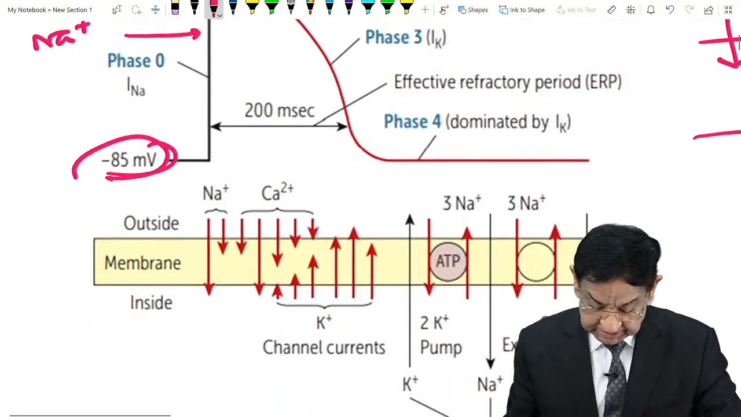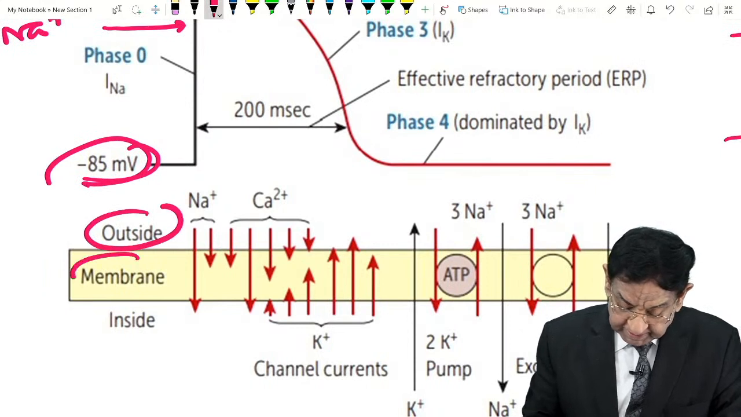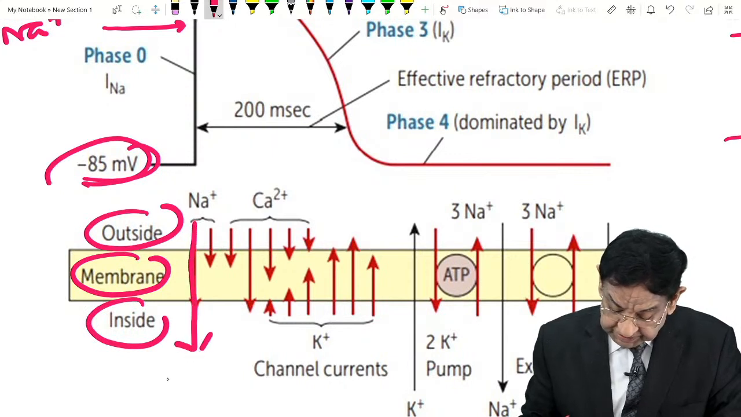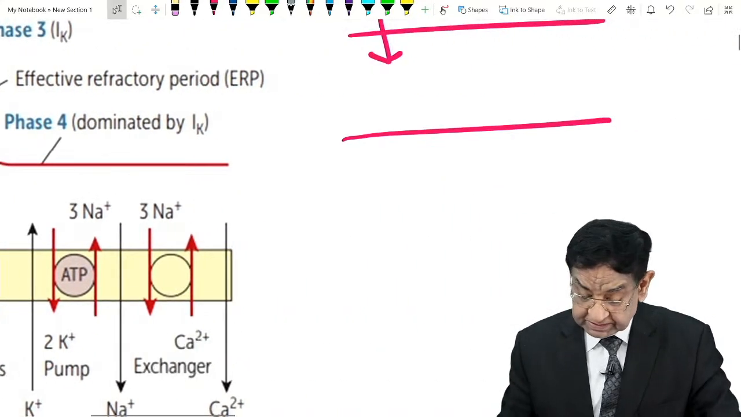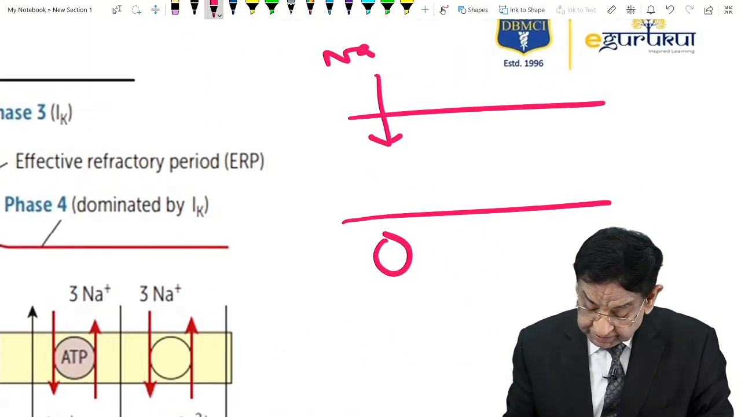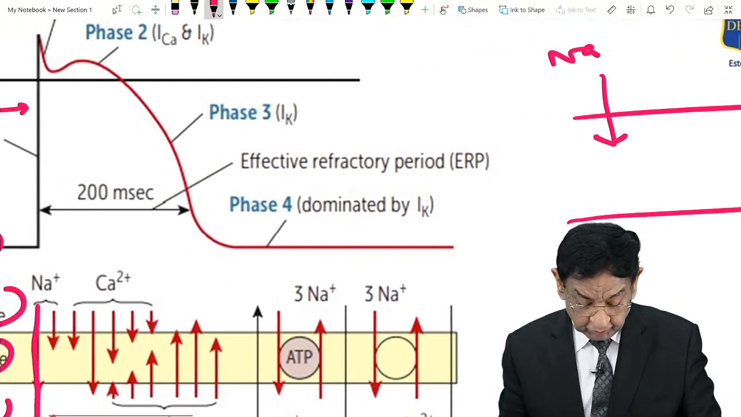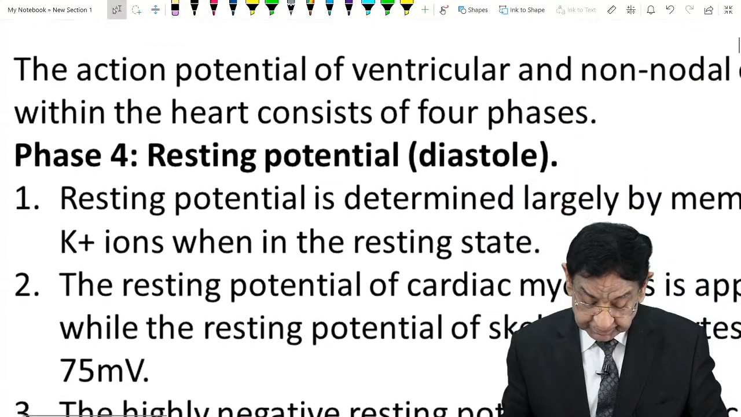You can see the same thing: this is the membrane, outside is the sodium, and this is the inside. You can see in stage 0, sodium is coming in. This is phase 0. You can draw the diagram like this. Phase 0, sodium is coming in. Till now I told you one thing. Well, after that, what happened?